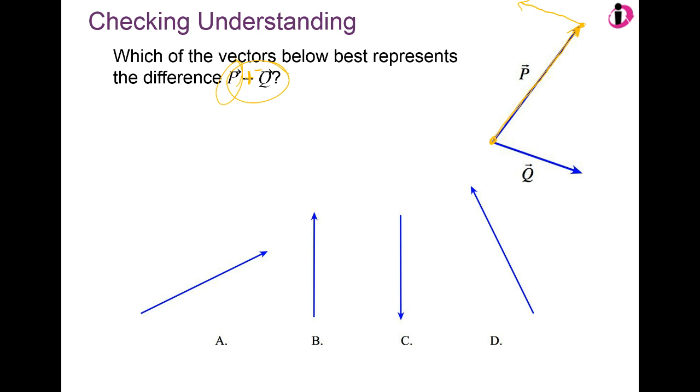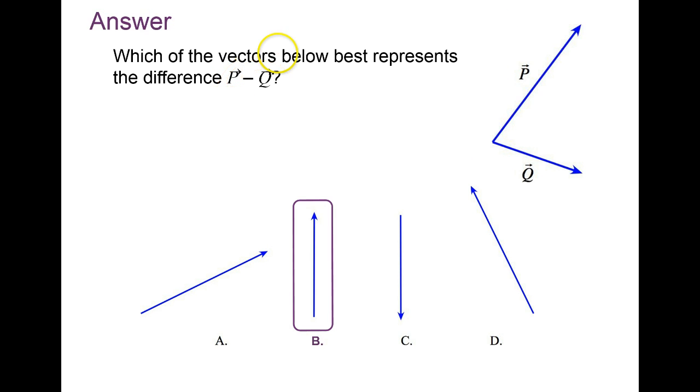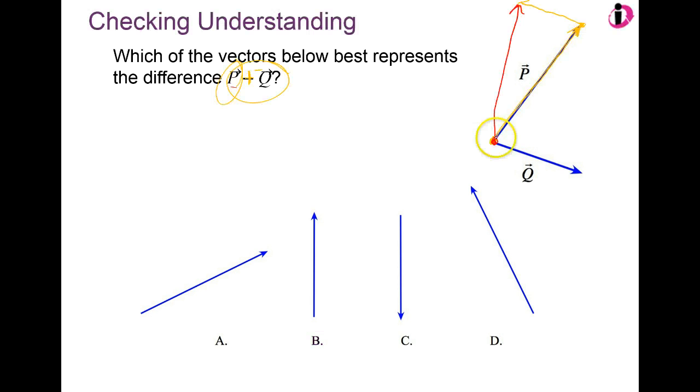And what is that resulting vector? Well, the resulting vector is the one that I draw when I start at the start of P and I end at the end of Q. Ooh, I clicked the slide too quick. There it is. The one that goes straight up. B.